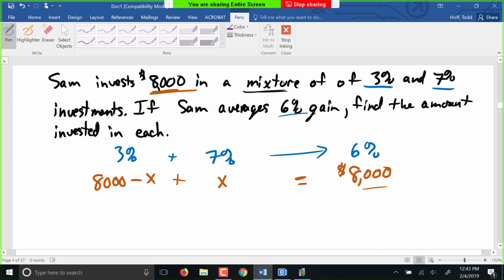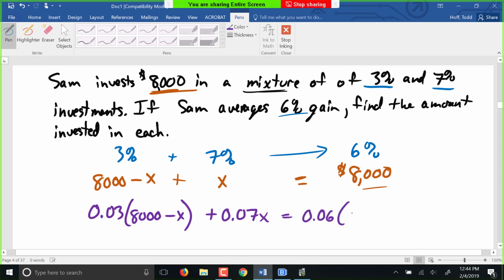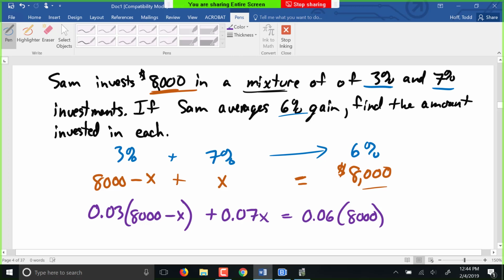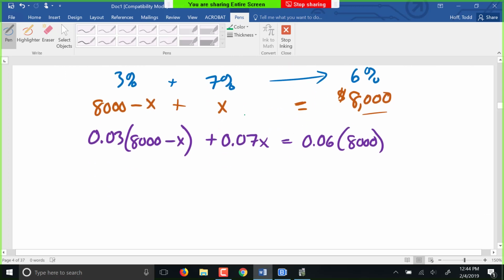So now the formula works out to be 3% as a rate is 0.03 times 8,000 minus x, combined with 7%, 0.07 times x, has to equal our final amount, 6%, 0.06 times 8,000. So now again, it's a matter of going through our process of solving an equation.